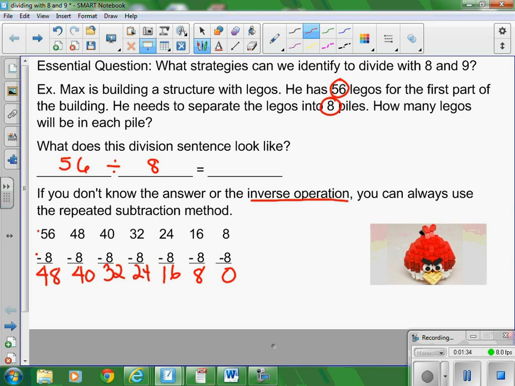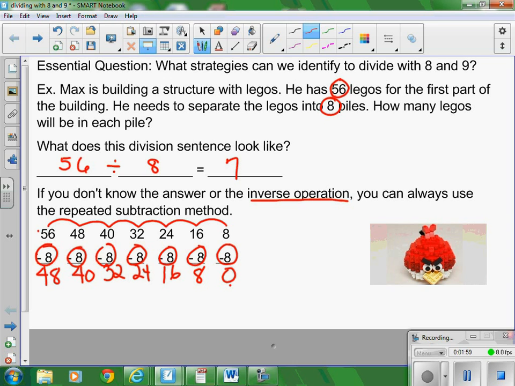Now, how many times did you have to take 8 away from 56? Let's see. 1, 2, 3, 4, 5, 6, 7. So you had to take 7 groups of 8 out of 56. So now you know the answer to your quotient, or you know the quotient is 7. Easy peasy. And then you know all your times facts for 8 too, at least up to 7.